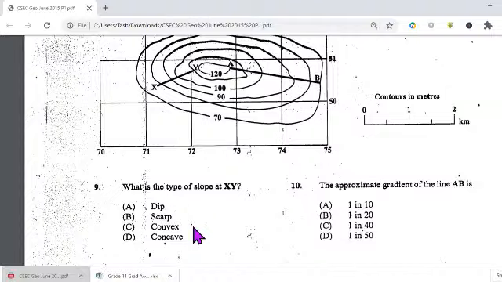Somebody's asking for an example of a convex slope. I can't really give you an example of a convex slope. It's more of the shape of it. What I can do is send you a picture in the geography online community group that we have, so that you can actually see what each one would look like.